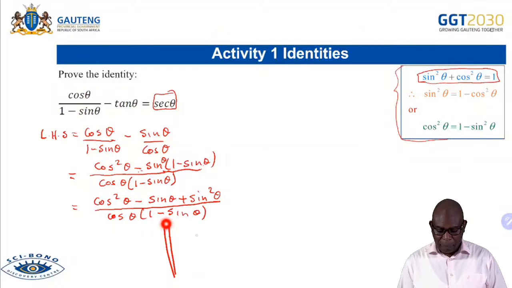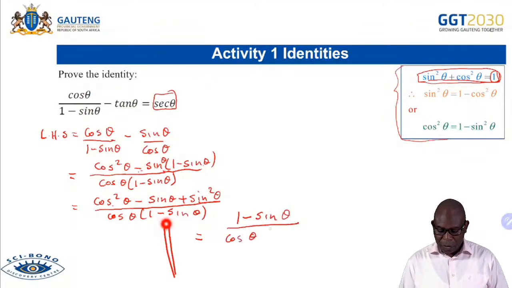So from here, I'm just going to write it here. Cos squared theta plus sine squared theta gives me 1. So on top, I'm left with 1 minus sine theta. At the bottom, I'm left with cos theta, open bracket 1 minus sine theta. Then I can see this whole thing and that whole thing cancels out. So I'm left with 1 over cos theta. And I know that this one will be the same as sec of theta.